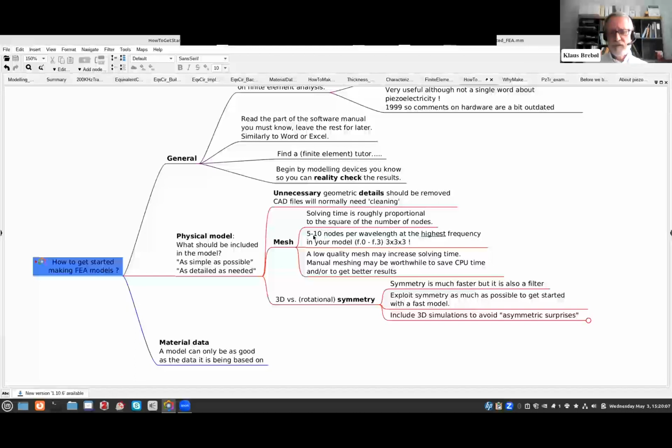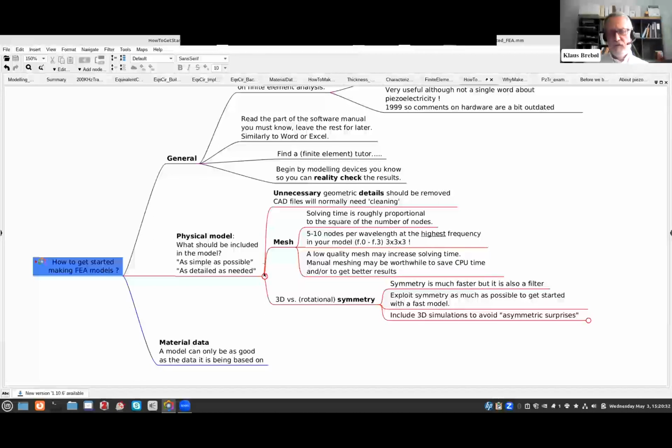A good choice is 5 to 10 nodes per wavelength at the highest frequency in your model. So if you model the resonance you're operating at, that's one density, but if you want to include the third harmonic, well, then suddenly you will add 3 times more nodes per dimension that you are including, so you may end up with a considerably larger figure.